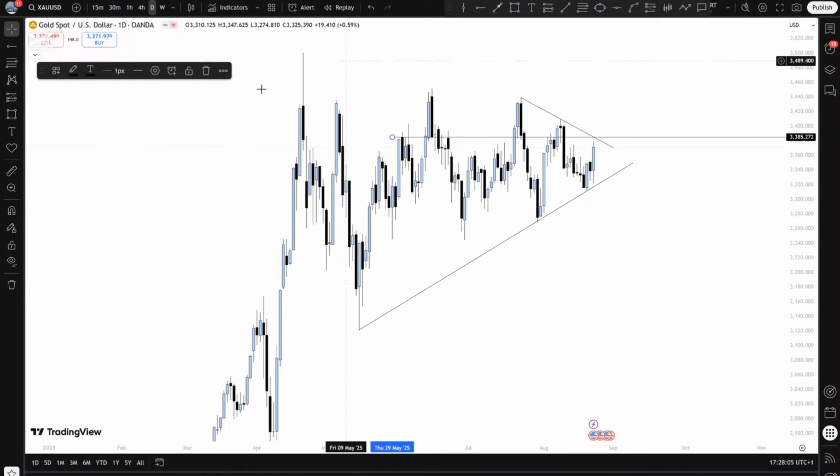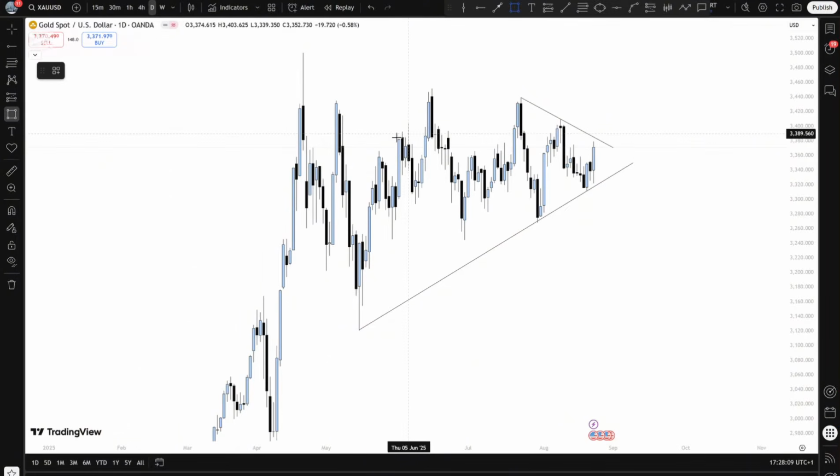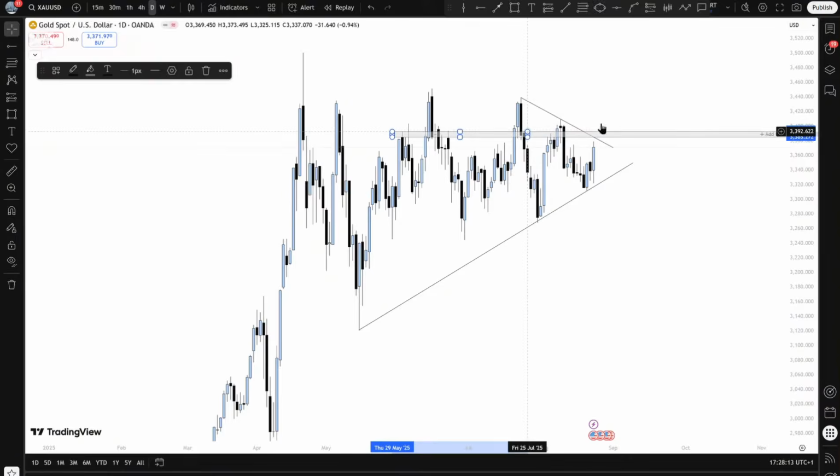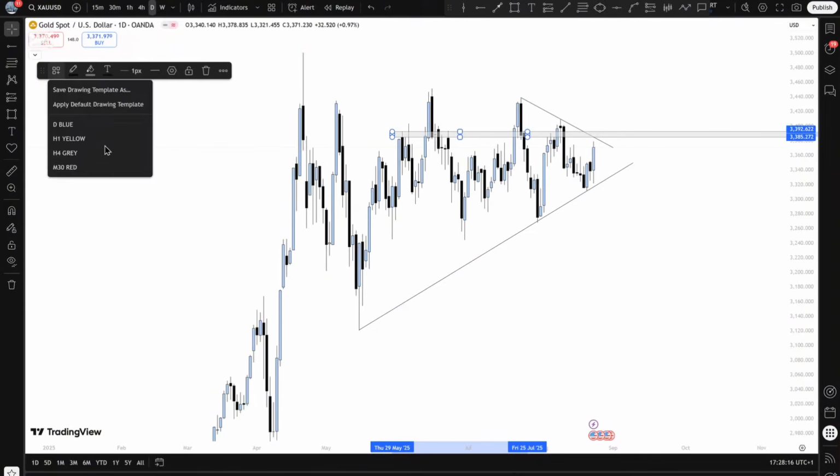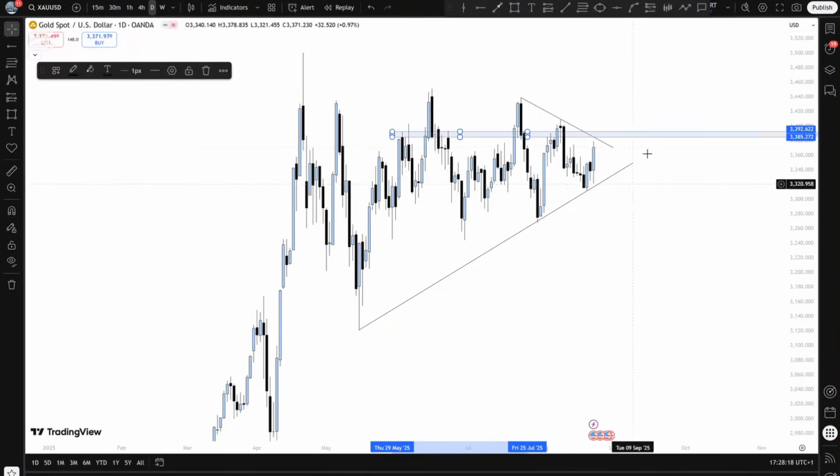I'm going to have to use a rectangle, but for the sake of this video, I will try my best so that this video won't be very long. So this is the daily key level first of all, and I'll go to the settings and change it to daily key level, which is the blue color.